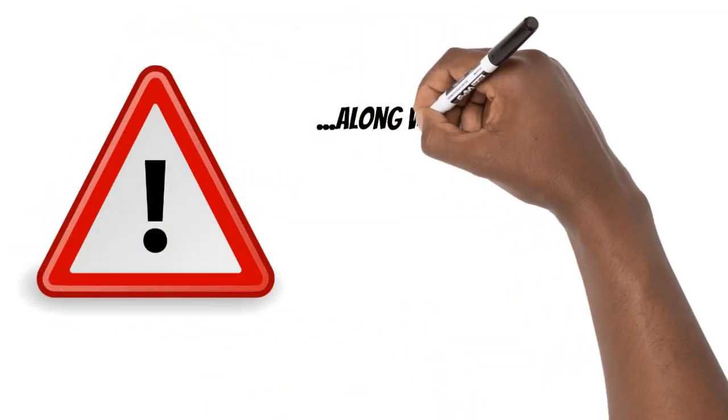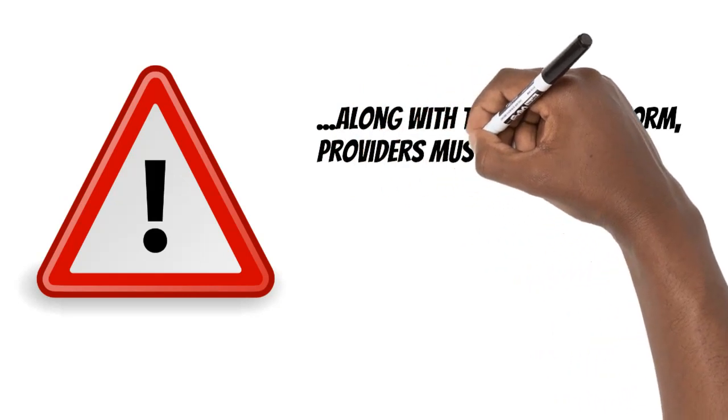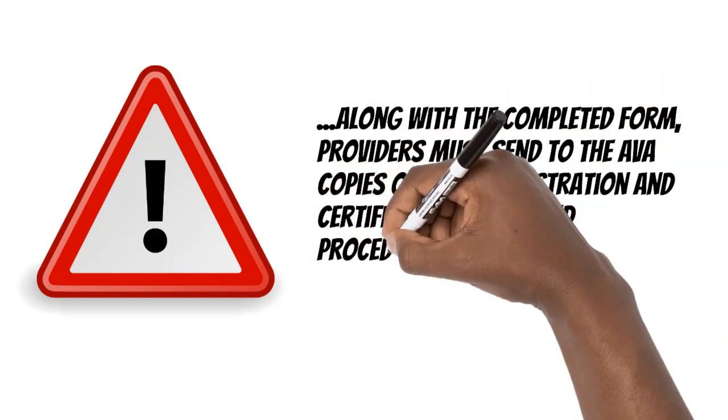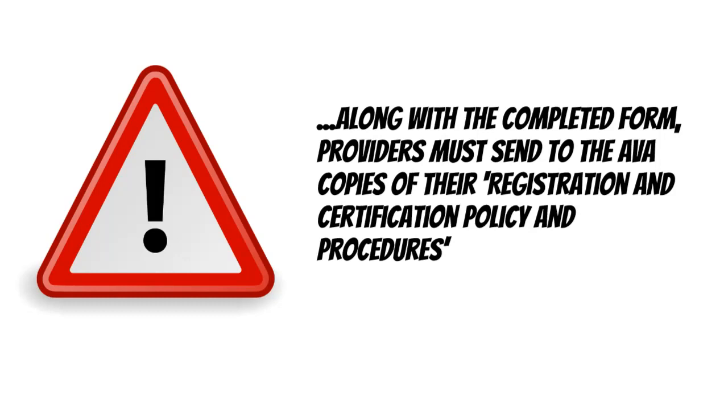It's important to remember that along with the completed form, providers must send to the AVA copies of their registration and certification policy and procedures document and any other relevant supporting evidence for the Access to HE team to review.